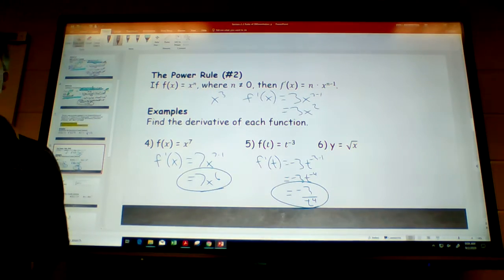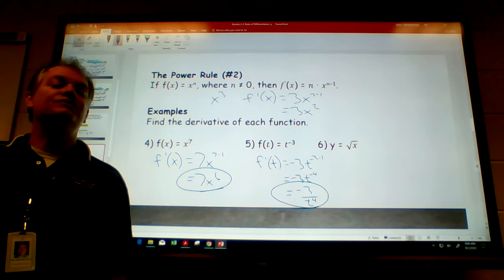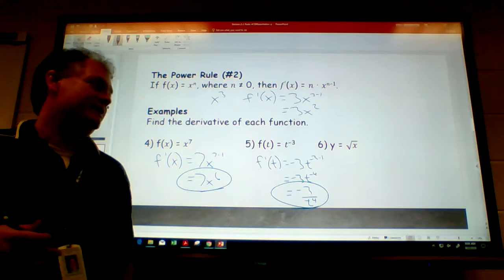Do we need to write it like that? Yes, you should, but know how to do both. At this level, you should be able to write them either way and know what they mean.